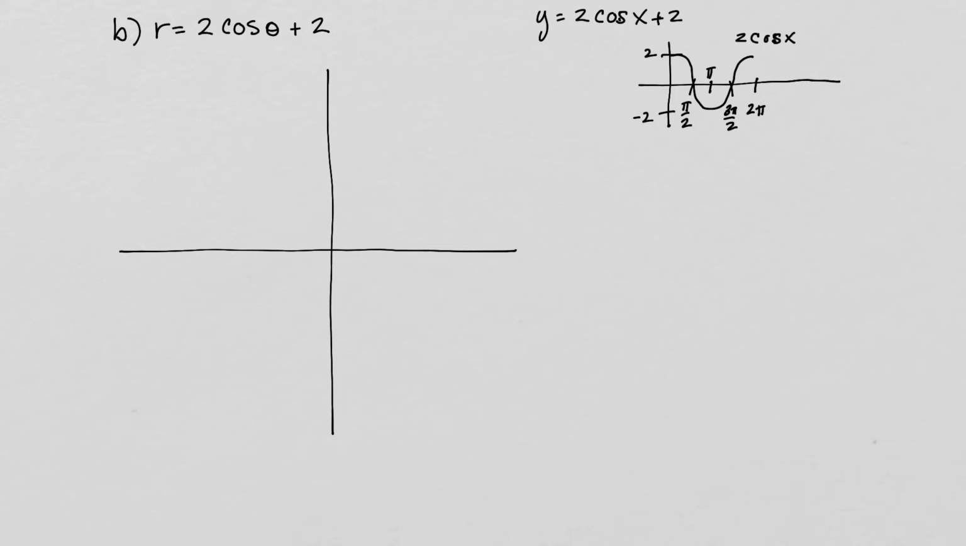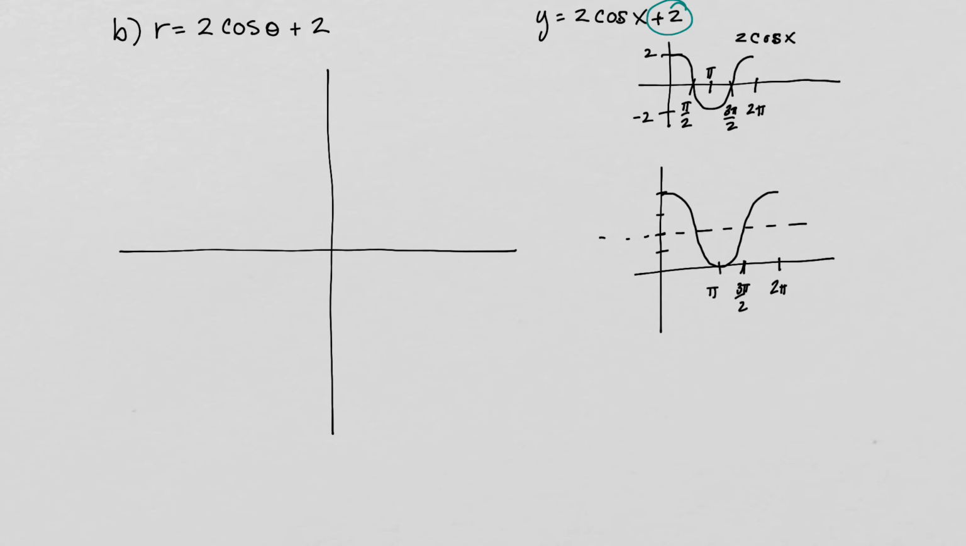And then this plus 2 here takes that entire graph and raises it up 2. So rather than going between minus 2 and 2, the graph is now going to go between 2 and 4, right? And the middle will now be here. So it's going to look like this. Here's 2 pi. This point is still 3 pi over 2. This is still pi. This is still pi over 2. So, questions on that? Does that make sense?